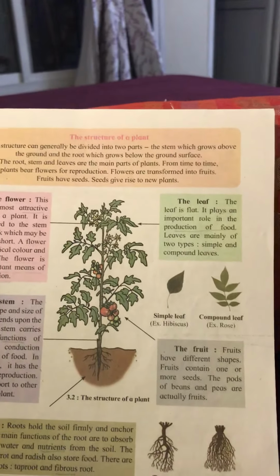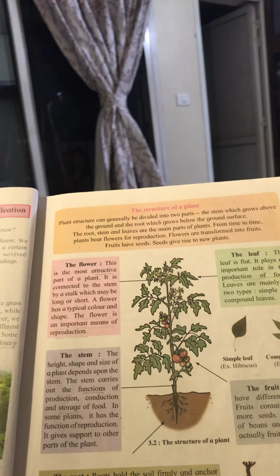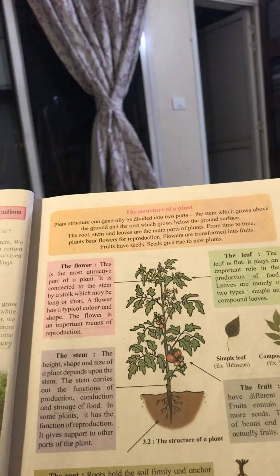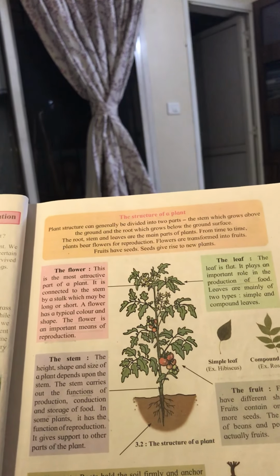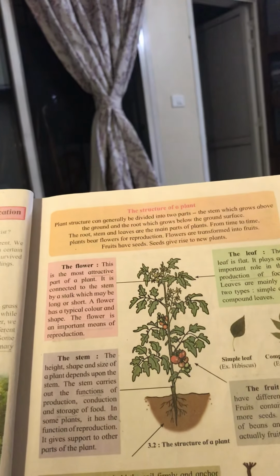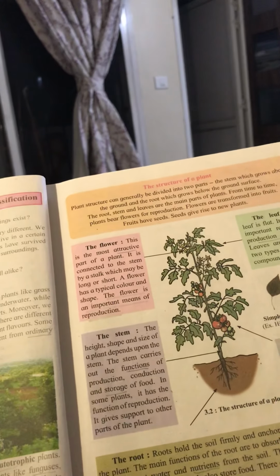Now, need for classification of plants. Up to now, information about lakhs of plants has been collected. While studying the diversity of plants, they are classified for the sake of convenience on the basis of similarities and differences in their structure, their organs, and their other characteristics.